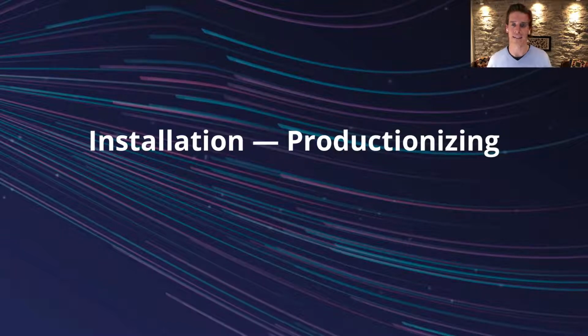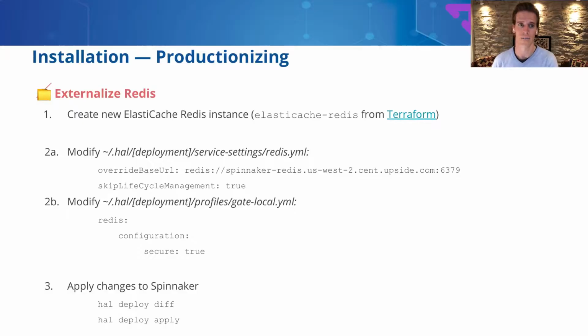Now, Spinnaker has some suggestions to productionize your instance of Spinnaker, the first of which is to externalize Redis, because the existing built-in Redis can be overloaded fairly quickly. Since here at Upside we run on AWS, we first created a new Elasticache Redis instance using Terraform. We then modified some of the files in our hal config, and then applied the change to our Spinnaker instance.